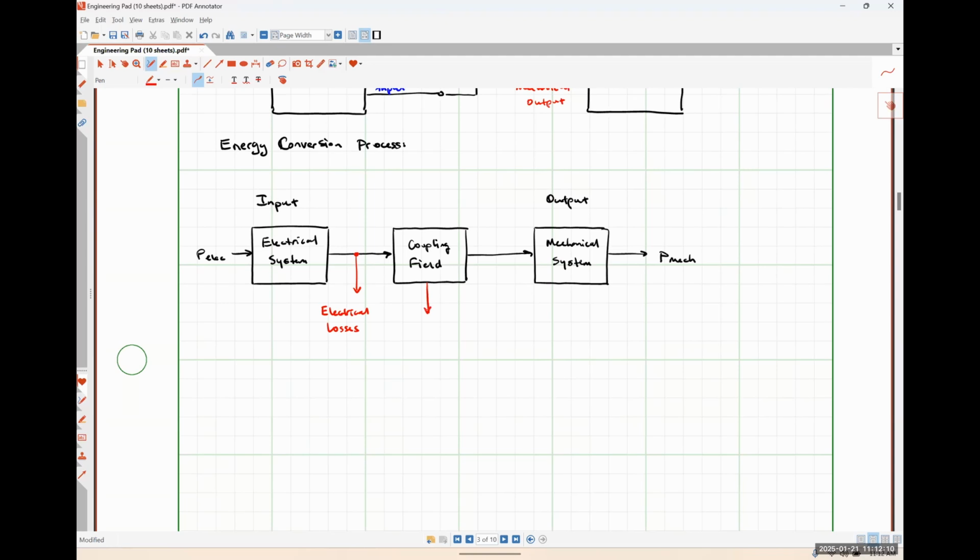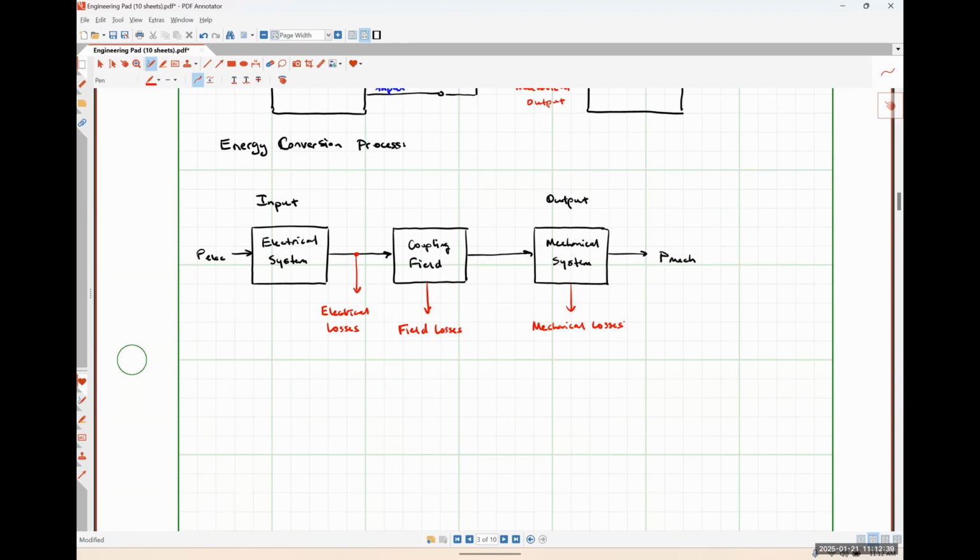So we've already kind of talked about this a little bit. So this is like our flux leaking out and all of that kind of good stuff, okay? And then over here in our mechanical system, we might also undergo mechanical losses. So what are some of the mechanical losses that you think we might see in our electromechanical energy conversion systems?